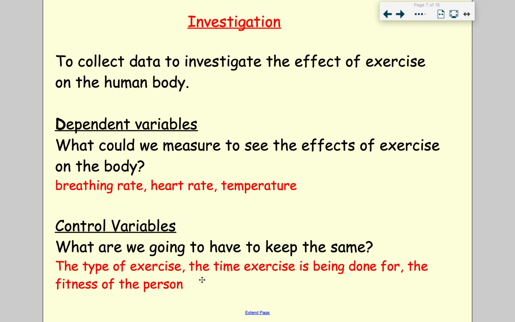You couldn't make someone walk and someone run, do like a sprint up and down the corridor, because that wouldn't be the same thing. It's not fair. It's not the same type of exercise, or the same intensity of exercise. The person sprinting is going to have to work a lot harder, so it wouldn't make it a fair test, would it? The time the exercise is done for, again, you wouldn't want someone exercising for 20 minutes and then another person exercising for 20 seconds. It's not going to be comparable.